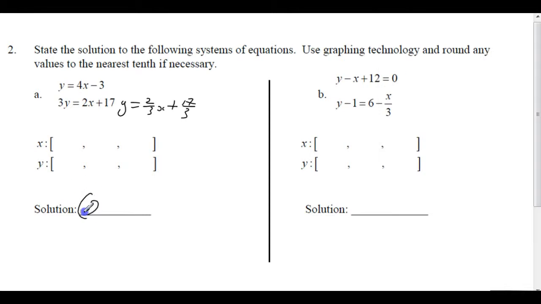So the solution is 2.6, 7.4. Write it as an ordered pair. Since it fit in the standard window, which is negative 10 to 10 by 1s in both directions, then we are good.